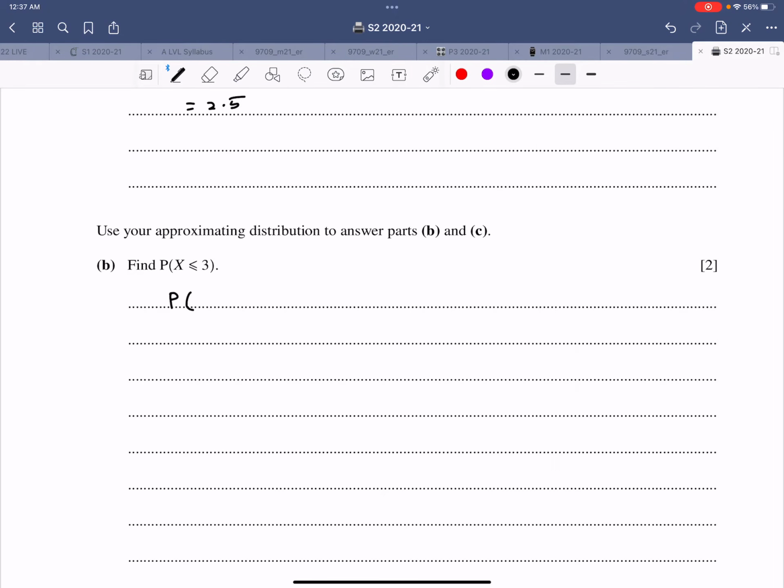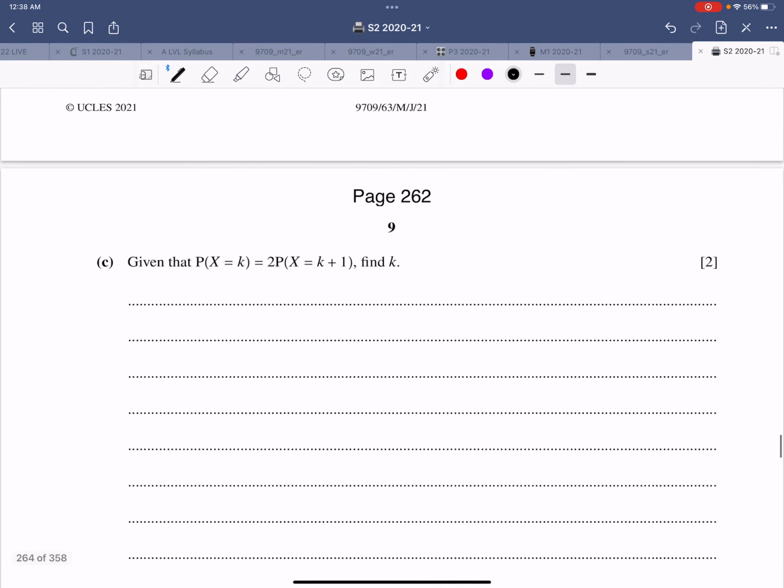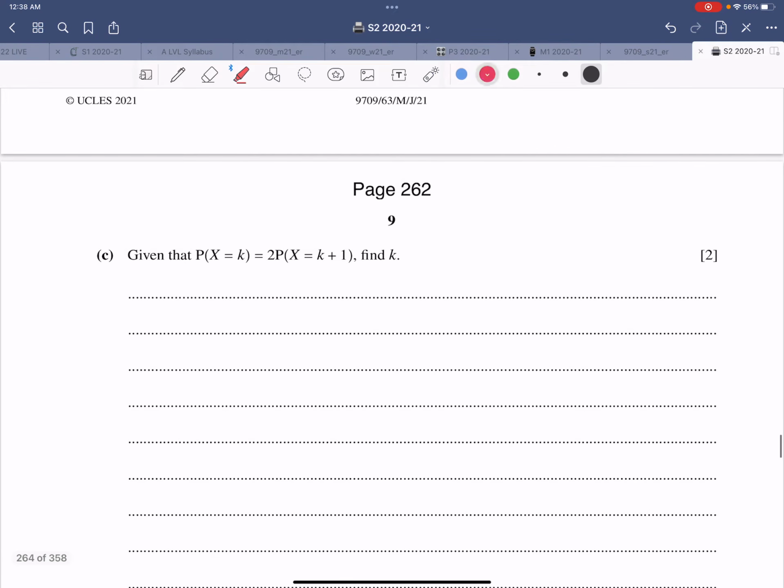So probability X is less than or equal to 3. That is e raised to the power of minus 2.5, times 1 plus lambda plus lambda square over 2 factorial and lambda cube over 3 factorial. That is the answer for this part. For part C, now this is a nice one. After a long time I've seen this. That is using the concept of factorial. So let me first teach you a bit of factorial.